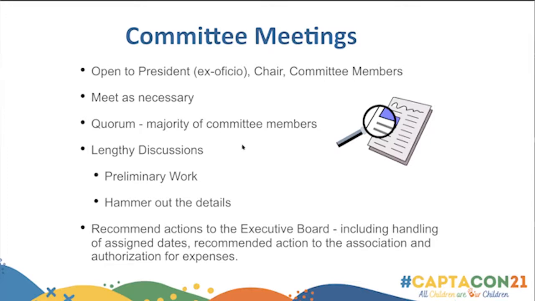Recommended action advances in a report to the executive board by the chair. Details will include a timeline, the event details, and authorizations for expenses and budget. It's really critical that you get the authorization for your budget prior to spending any money at all.